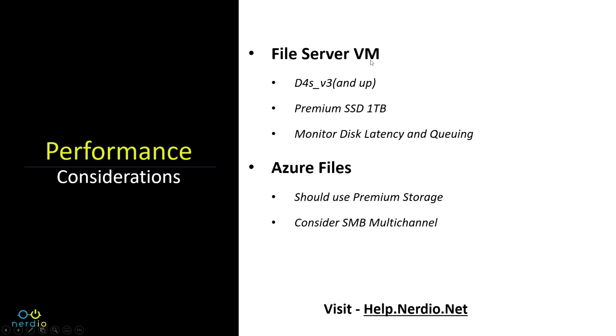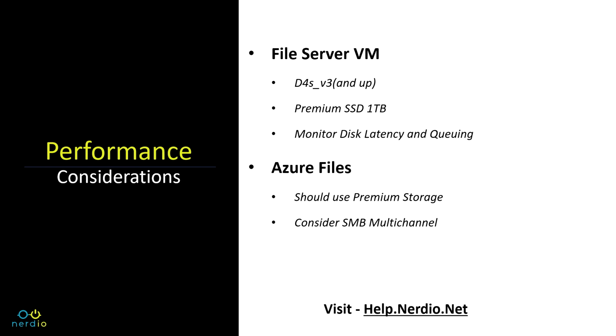And let's state that one more time. For a file server VM, if you're running a file server, I think you should be at a D4s v3 or higher, as of the recording of this video, and a premium SSD. Because these are going to both provide higher throughput and IOPS, and you definitely want to monitor for any disk latency or disk queue. Same with Azure Files: you want to use premium storage, and we'll link to this article. There's now something called SMB multi-channel, which can really improve throughput and performance.